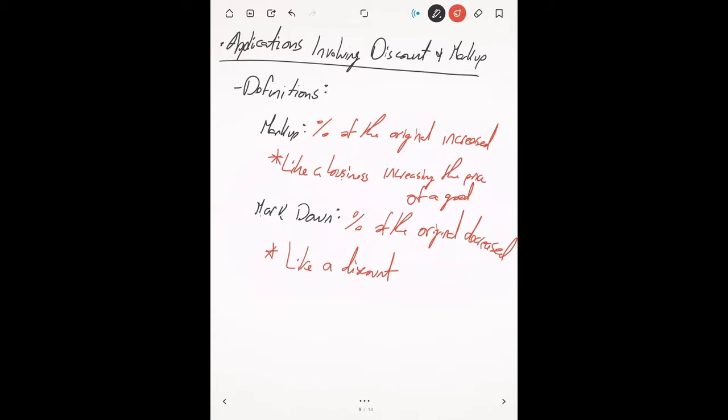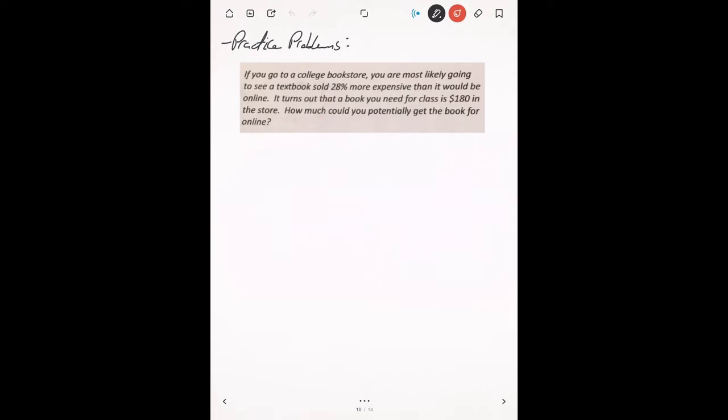Think about a sale, or you get a coupon in the mail or something. That's what a markdown is. So let's try a couple practice problems. In this first situation, we have a very popular issue that many college students face.